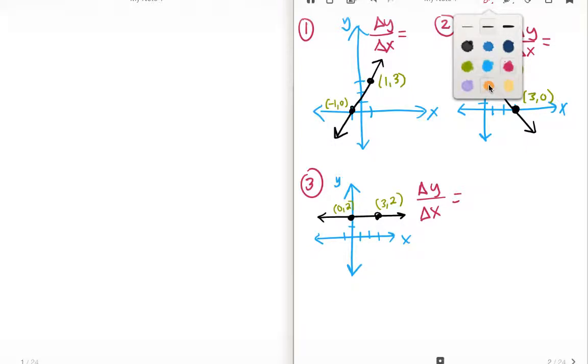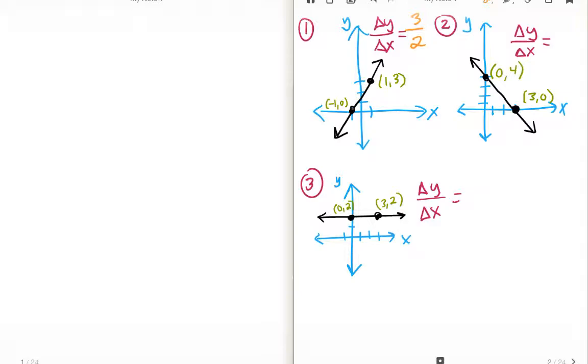Now, as you look at number 1, what does it do on the y? Goes backwards. Up 3. And then what does it do on the x? Across 2. There's your rate of change. Do you see how we could just count them? 1, 2, 3 up, and then 1, 2 on the x.